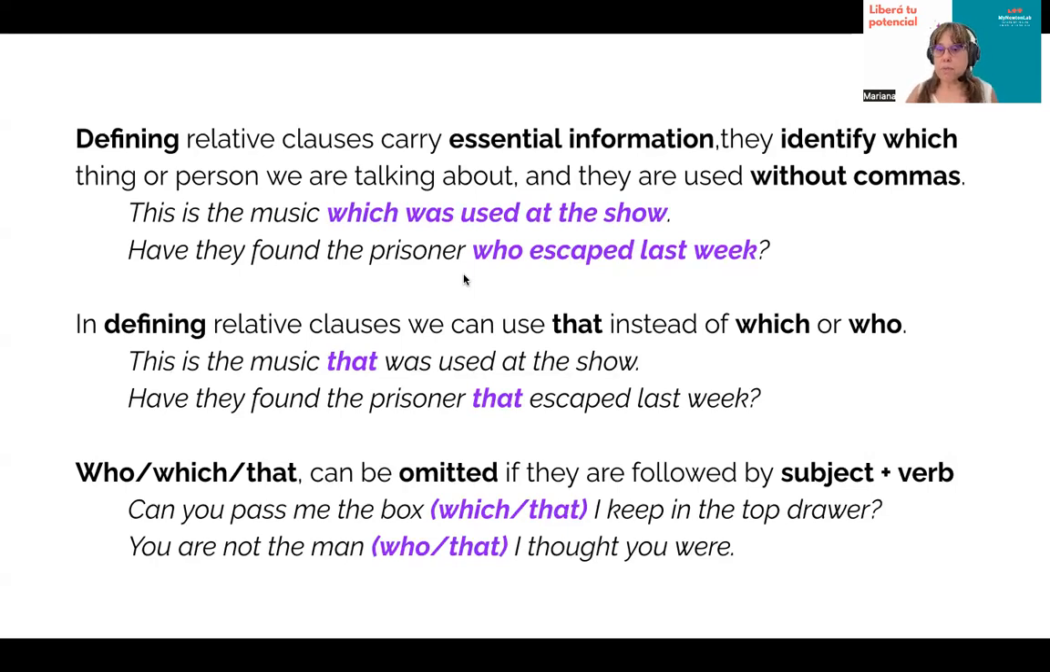What we have to remember also here is that you can omit only the which or the that or the who when you have the subject after, okay, the relative pronoun. So you could say, can you pass me the box I keep in the top drawer? Or can you pass me the box which I keep or that I keep in the top drawer?